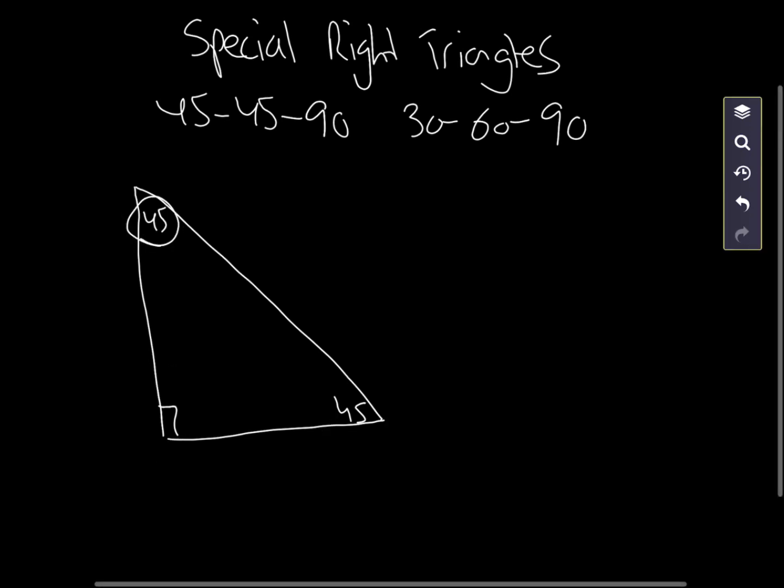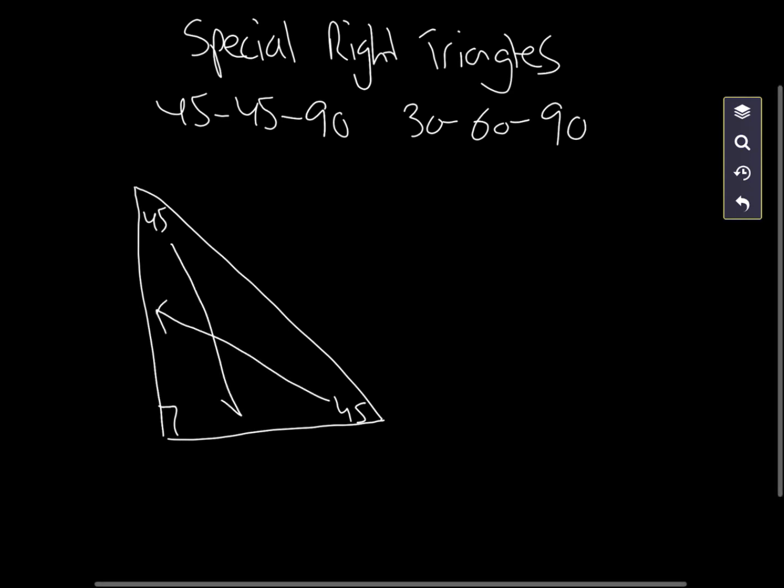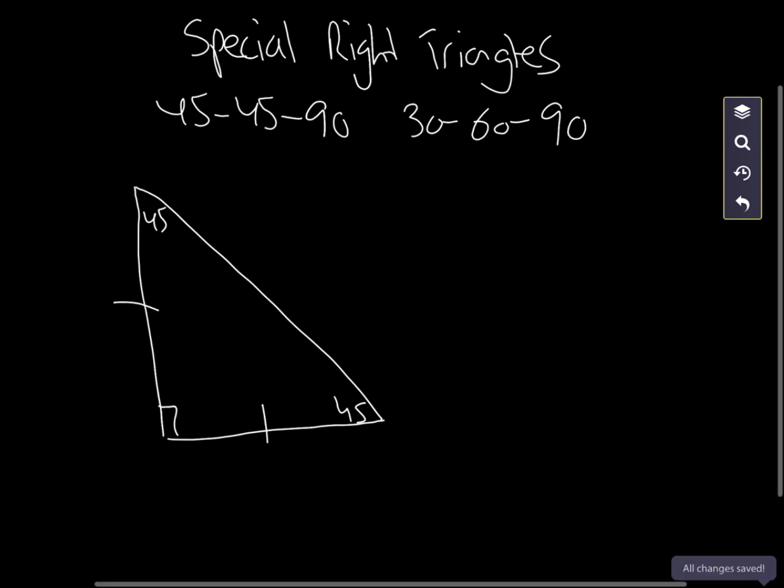Now because this triangle has two congruent angles, we know that this is an isosceles triangle. And in an isosceles triangle, the sides opposite those angles are going to be congruent. So this side is going to be congruent to this side. Let's call these sides x.